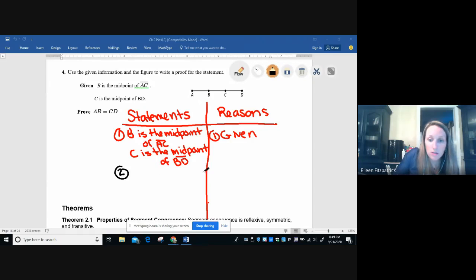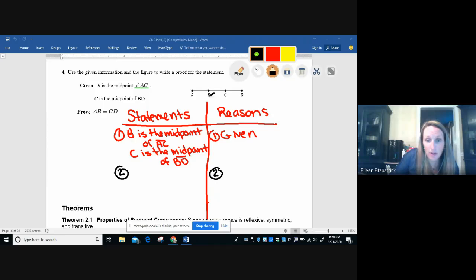Now notice statement 2, I want reason 2 right next to it so it's easy to follow and read. Don't put statement 2 here and reason 2 up there. It makes it harder for the person to read and grade your proof, okay? We're trying to prove that AB, this little segment here, is equal to CD. But start with the given and see if that allows you to come up with any other information.